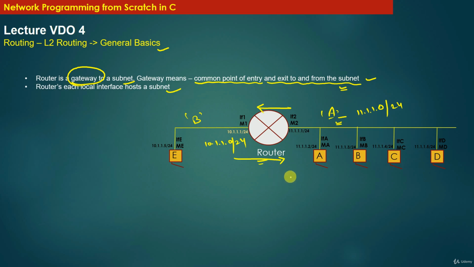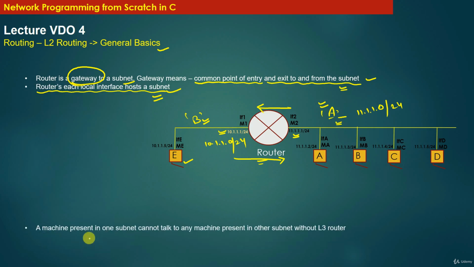And also you can see that in this diagram, the layer 3 router has 2 interfaces and both the interfaces are configured with an IP address and mask value. You can derive the network ID from this IP address and mask value. You can see that the interface on the right hand side hosts a subnet A to which 4 machines are connected, and the interface on the left hand side hosts a subnet B to which machine E is connected. So each router's local interface actually hosts a subnet.